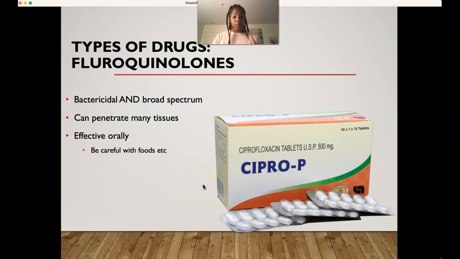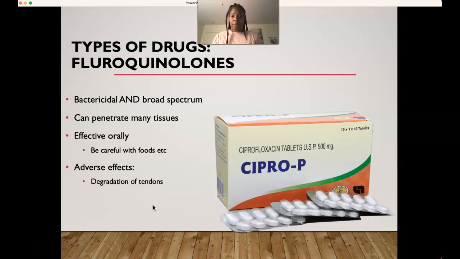But again, be careful with foods, right? We've talked about foods causing a decline in absorption. So we have to be very careful with antibiotic drugs and food therapy. Your adverse effects, I put this first for a reason so you can see it. Degradation of tendons, right? The biggest concern with the degradation of tendons is an increased risk of ruptures.